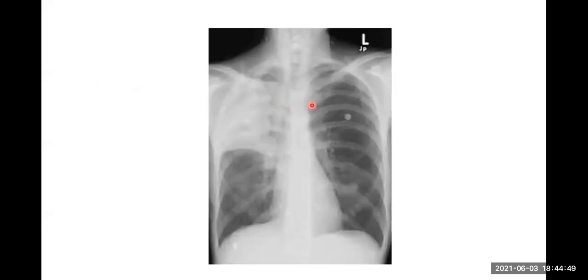Right. This again I have shown, sorry, I should have put this in earlier. So this is again a consolidation. You can see this, right? A heterogeneous opacity in the upper lobe with air bronchogram.